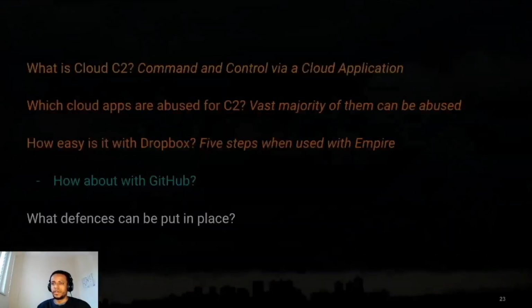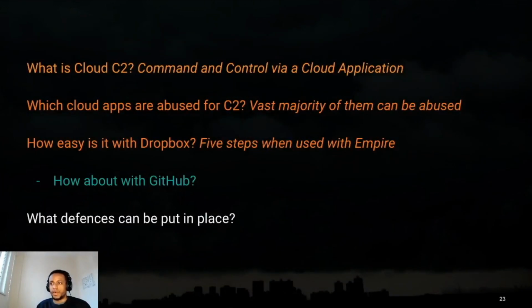Cool. So that's how easy it is to do with Dropbox, right? It's fairly simple. For an attacker that's quickly trying to get set up and blend into traffic, especially if the victim enterprise is using Dropbox, that's a very attractive approach, right? So let's talk about GitHub a little bit and see how easy it is to do there.